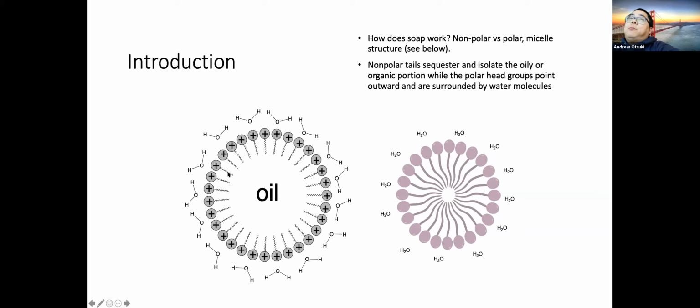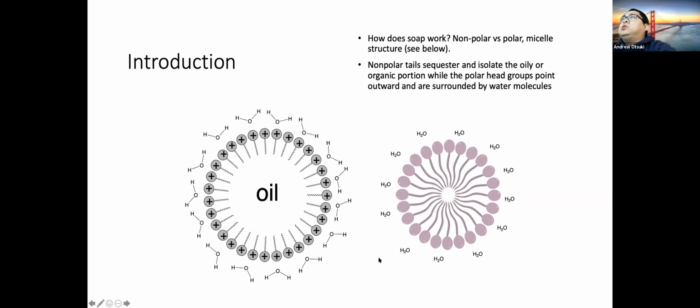So the polar head groups will orient themselves towards the water molecules, and the hydrophobic tail parts, the non-polar parts, will associate with the oil. I drew two representations here. See, the water is going to form a boundary along here. This is what we call a micelle. So it's a 3D structure, an aggregate of these soap molecules that bundle up together to form this phenomenon.